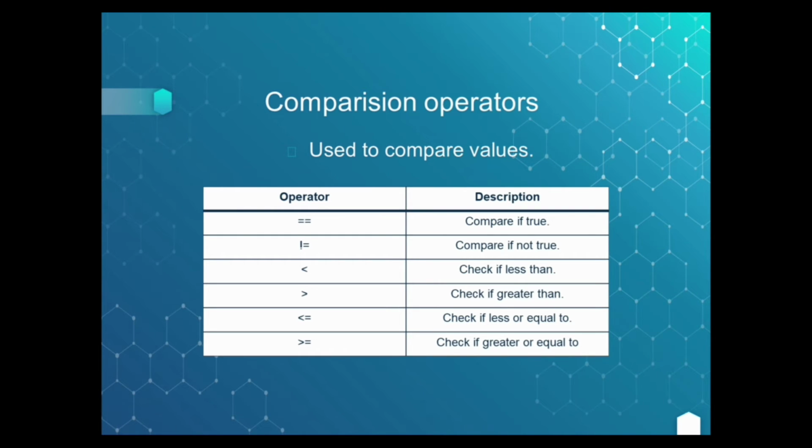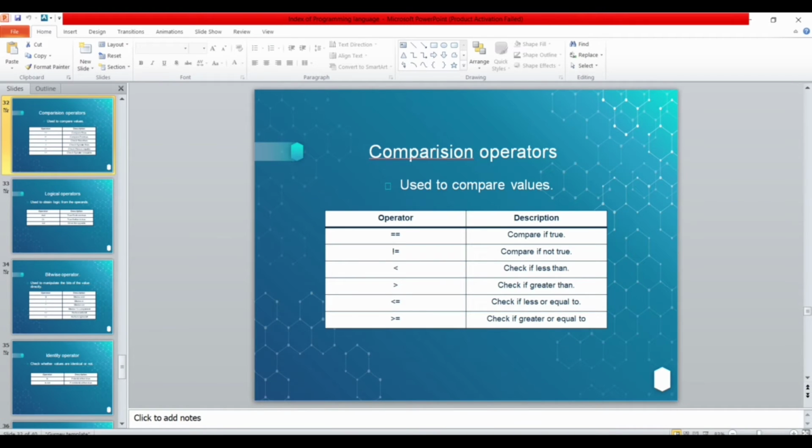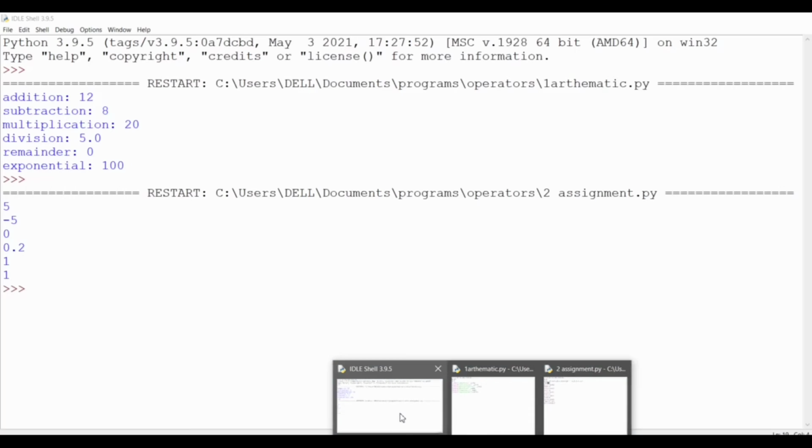And the next one is not equals to, represented as an exclamation mark and equals to (!=), which means not equal to. And the next operator is less than, which checks which is the lesser value and which is the greater value. And the last two operators are less than or equals to and greater than or equals to. With the help of the program, you may get a clear idea.